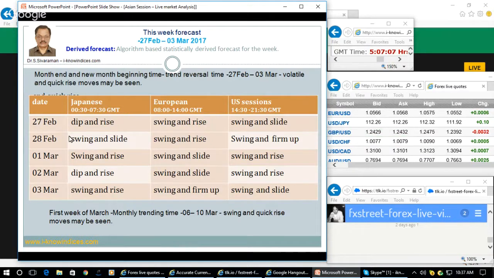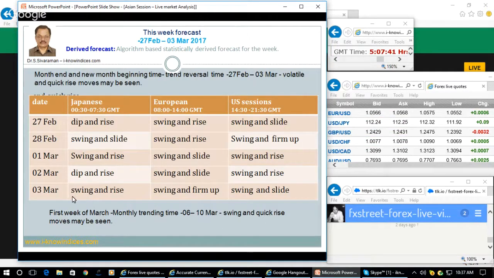Then tomorrow they are expected to make the slide as a part of the volatile move and then start rising the levels for the month end. Then on 1st of March, they are expected to make the rise during the Japanese and the US session, and the slide is expected during the European session. Then on 2nd of March, they are expected to make the dip and rise, and then swing and slide, and then swing and rise during the US session.